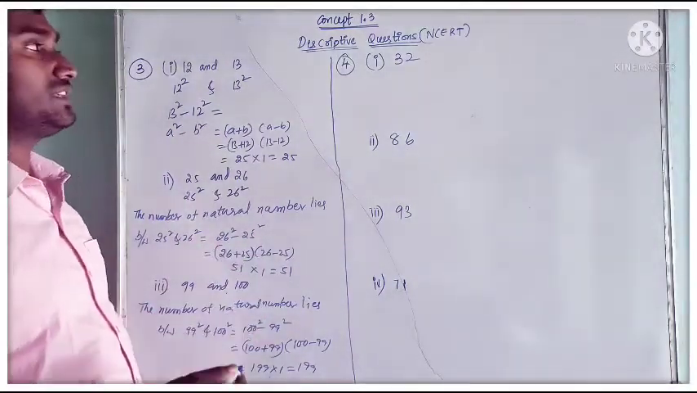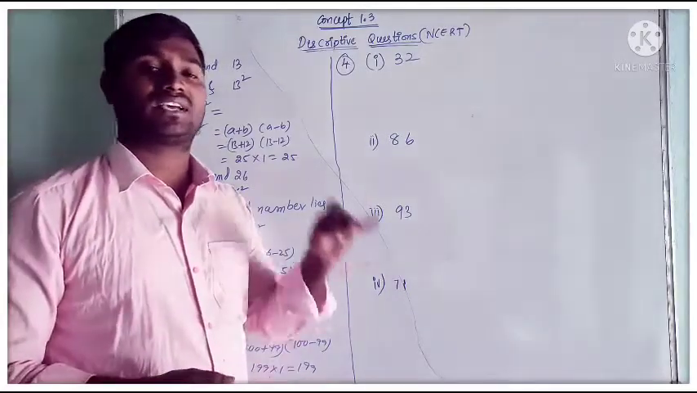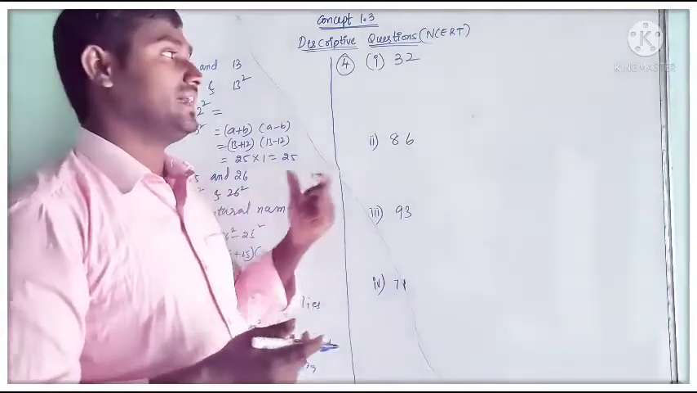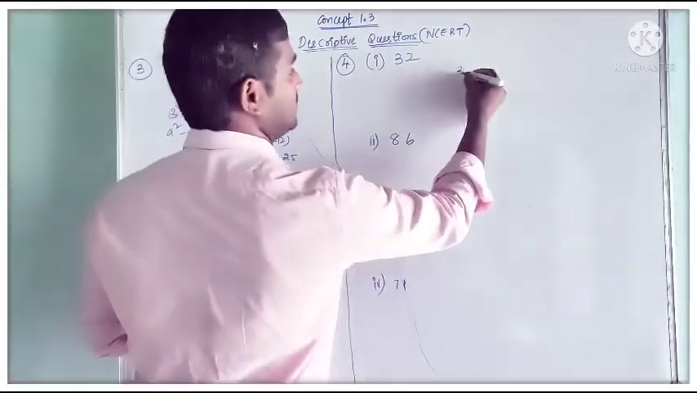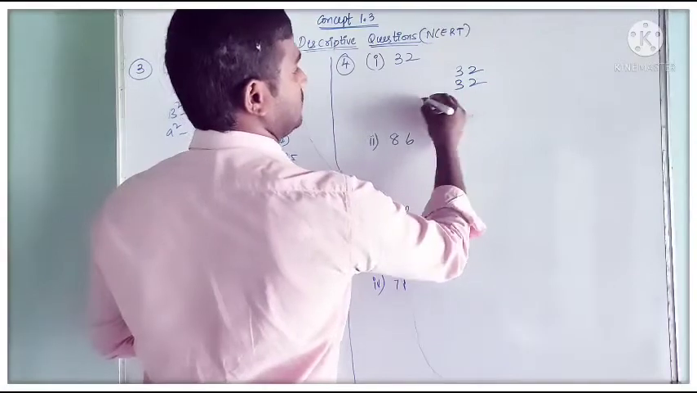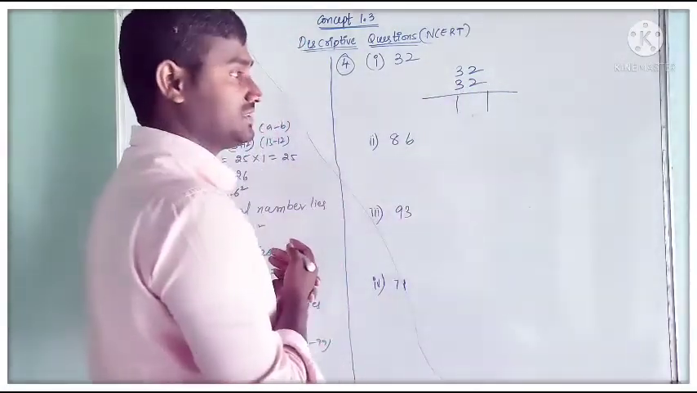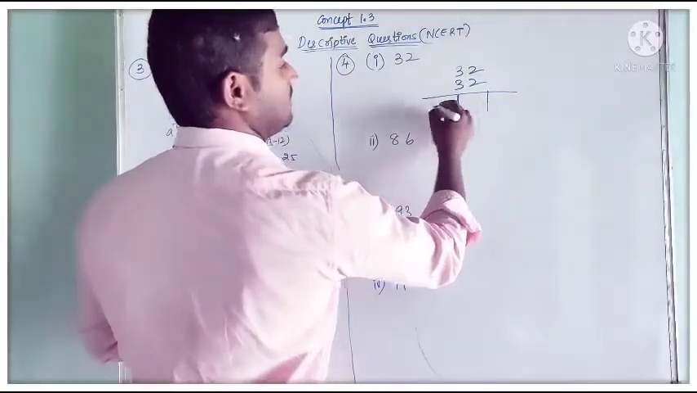Okay, already you know, we can find the square of a number by the column method, the diagonal method, and in Vedic maths also you can find. I am going to explain the Vedic maths method. So, 32 into 32. When you are multiplying a two-digit number with a two-digit number, we need to make three boxes.